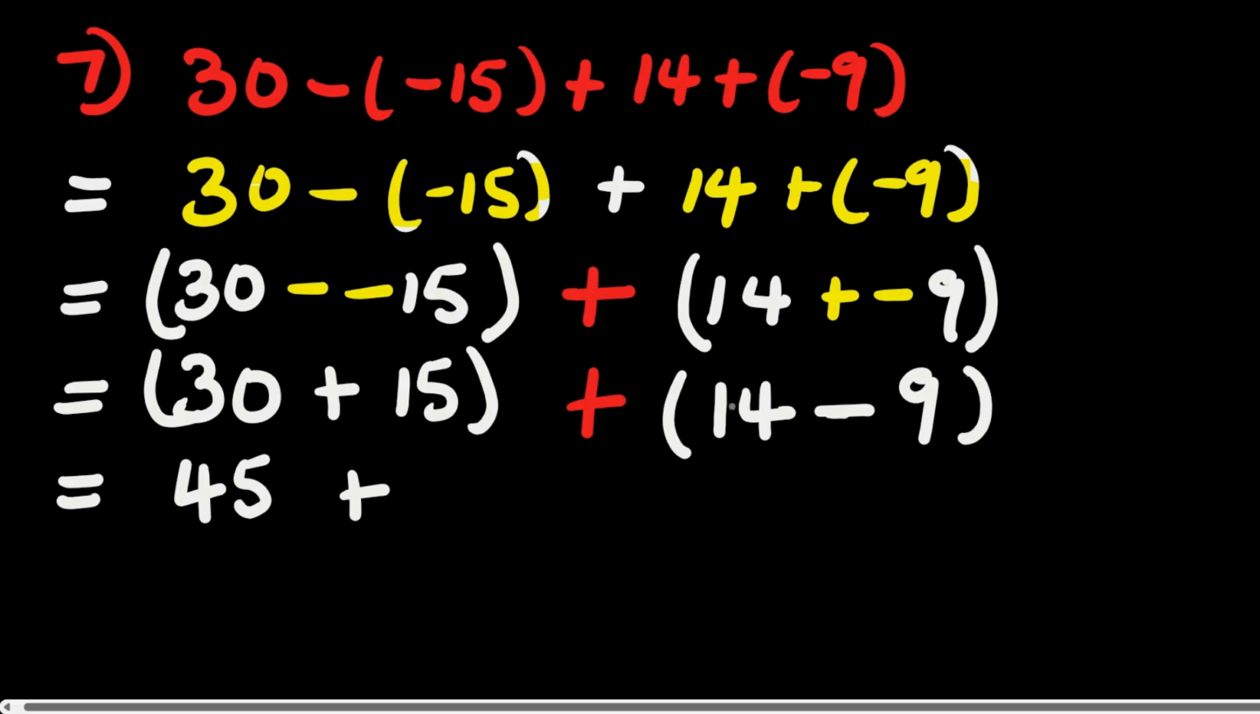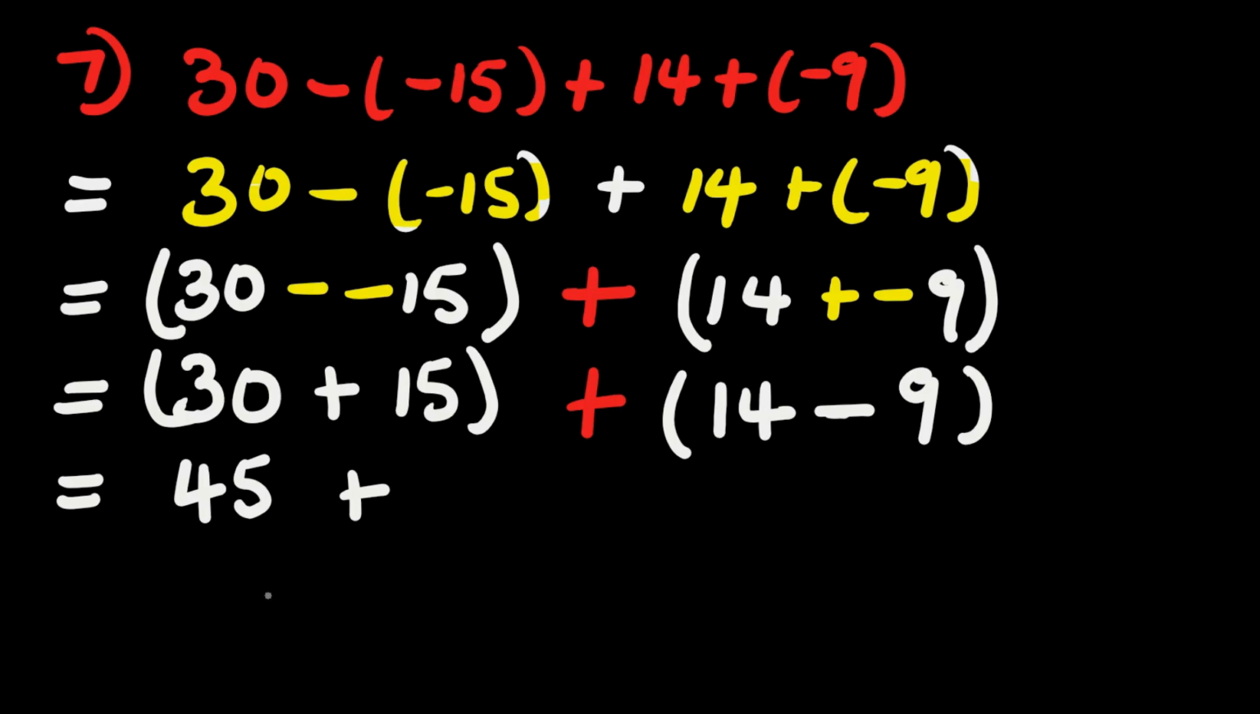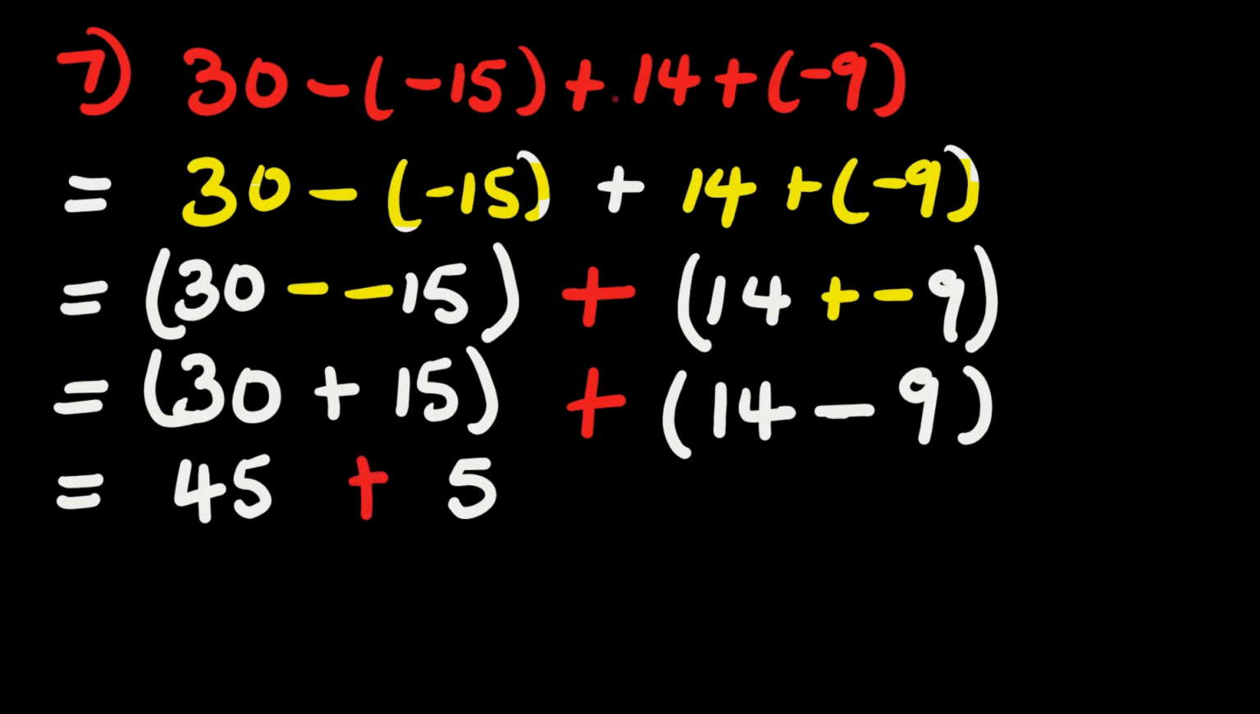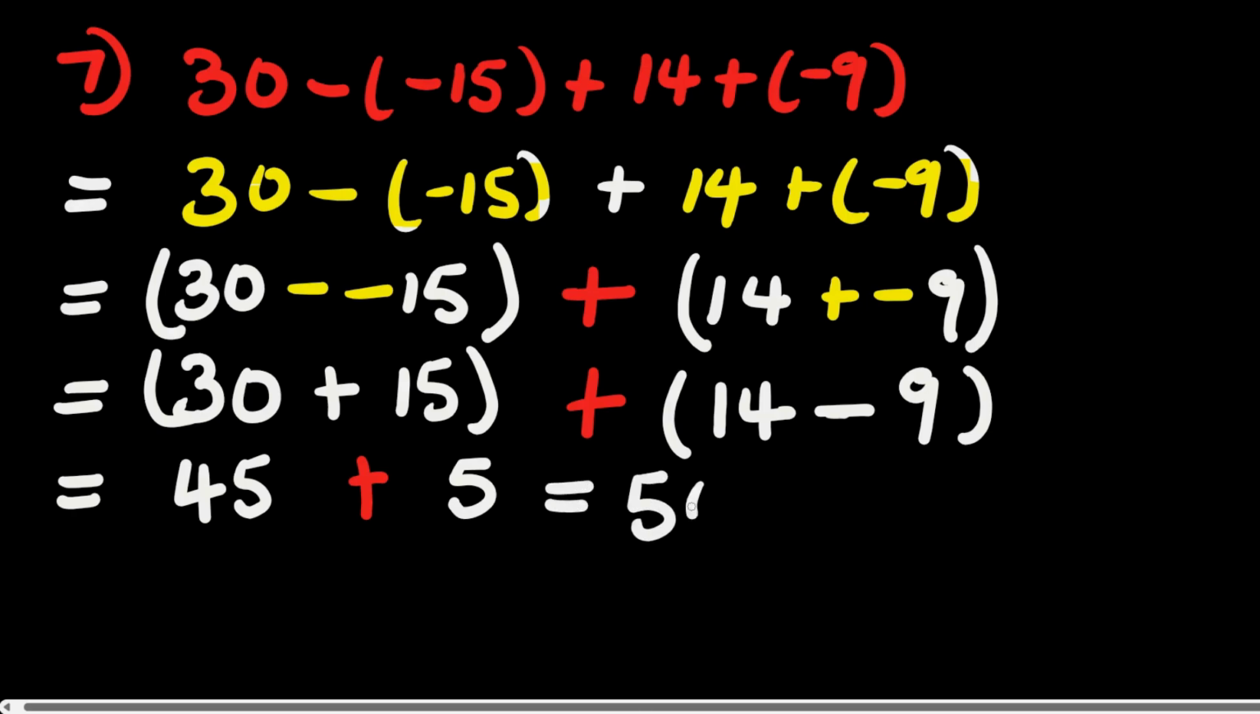Plus 14 minus 9. 14 minus 9, it's a 5. Now to not confuse you, let me change this to red. Like this. And now 45 plus 5 is equal to 50. And this is our final answer.